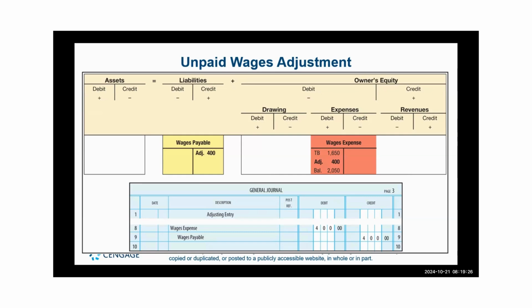But we recognize wage expense when it happens, even if I haven't paid them. That was that matching principle we talked about, right? So my wage expense increases by $400. So I've paid them $1,650. I owe them 400. So my total wages for the month is $2,050. Okay. So looking at my journal, my wage expense goes first because that was a debit entry, and my wages payable goes second because it was a credit entry.